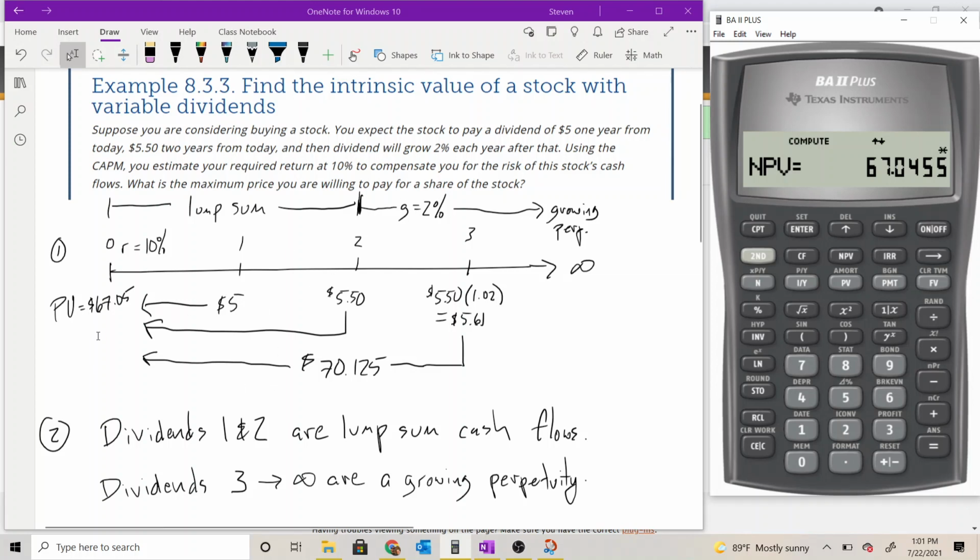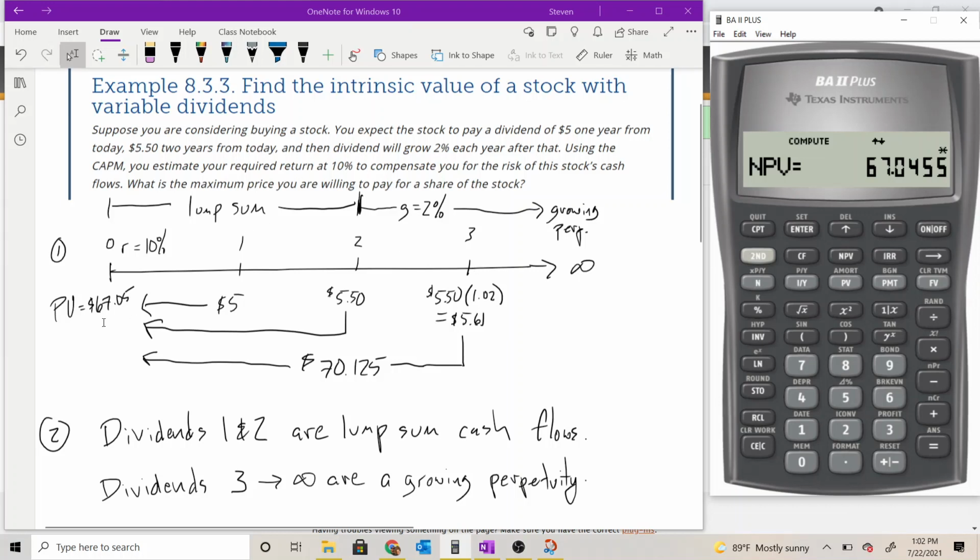So the $67.05 is not necessarily what price the stock is trading for. It's what we think it is worth, or what it should be worth. So we would take this value and we would compare it to what the actual price is. We pull up a quote and see. If it was anything less than $67.05, and we bought it, then we would expect to earn a return higher than 10% on that stock, assuming our projections for dividends are correct.